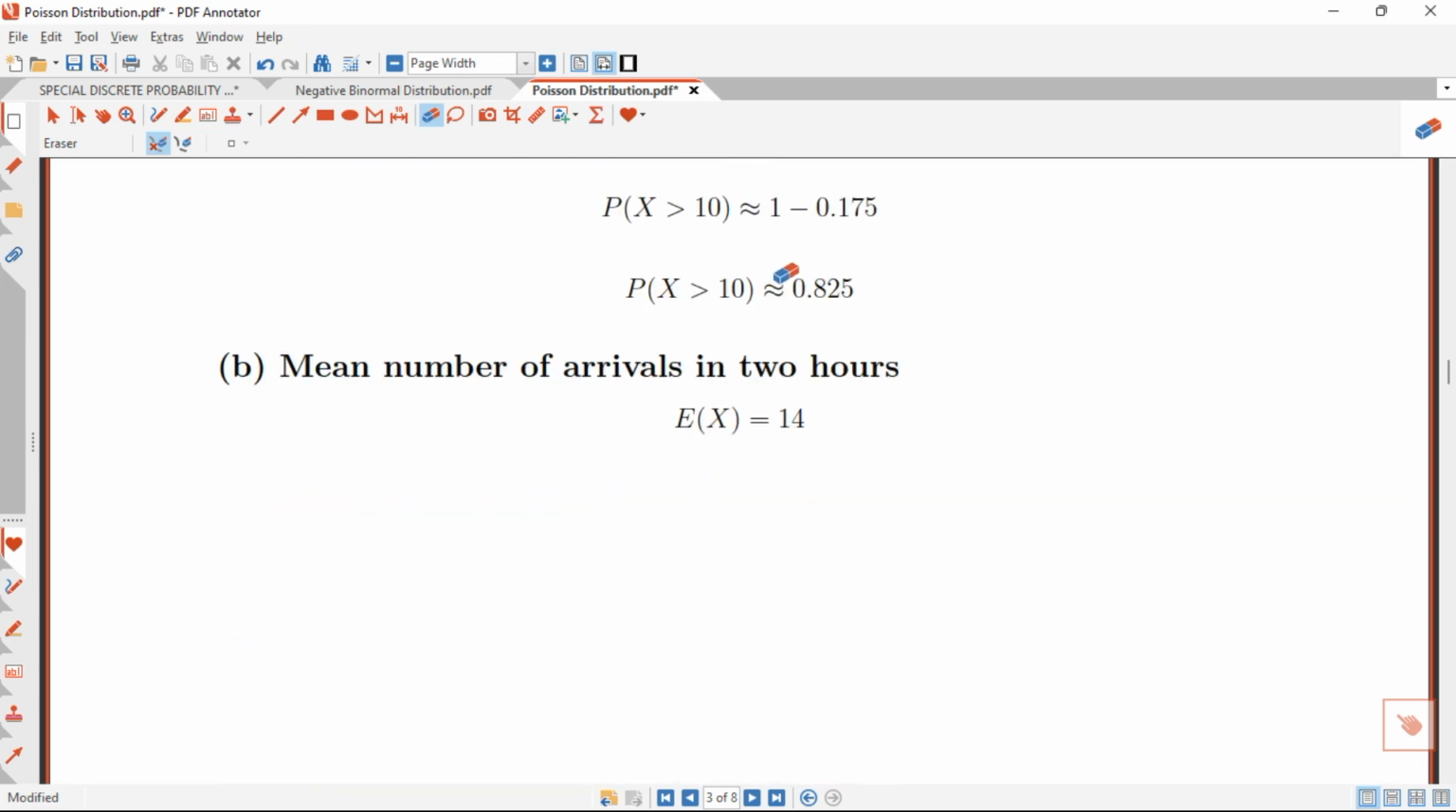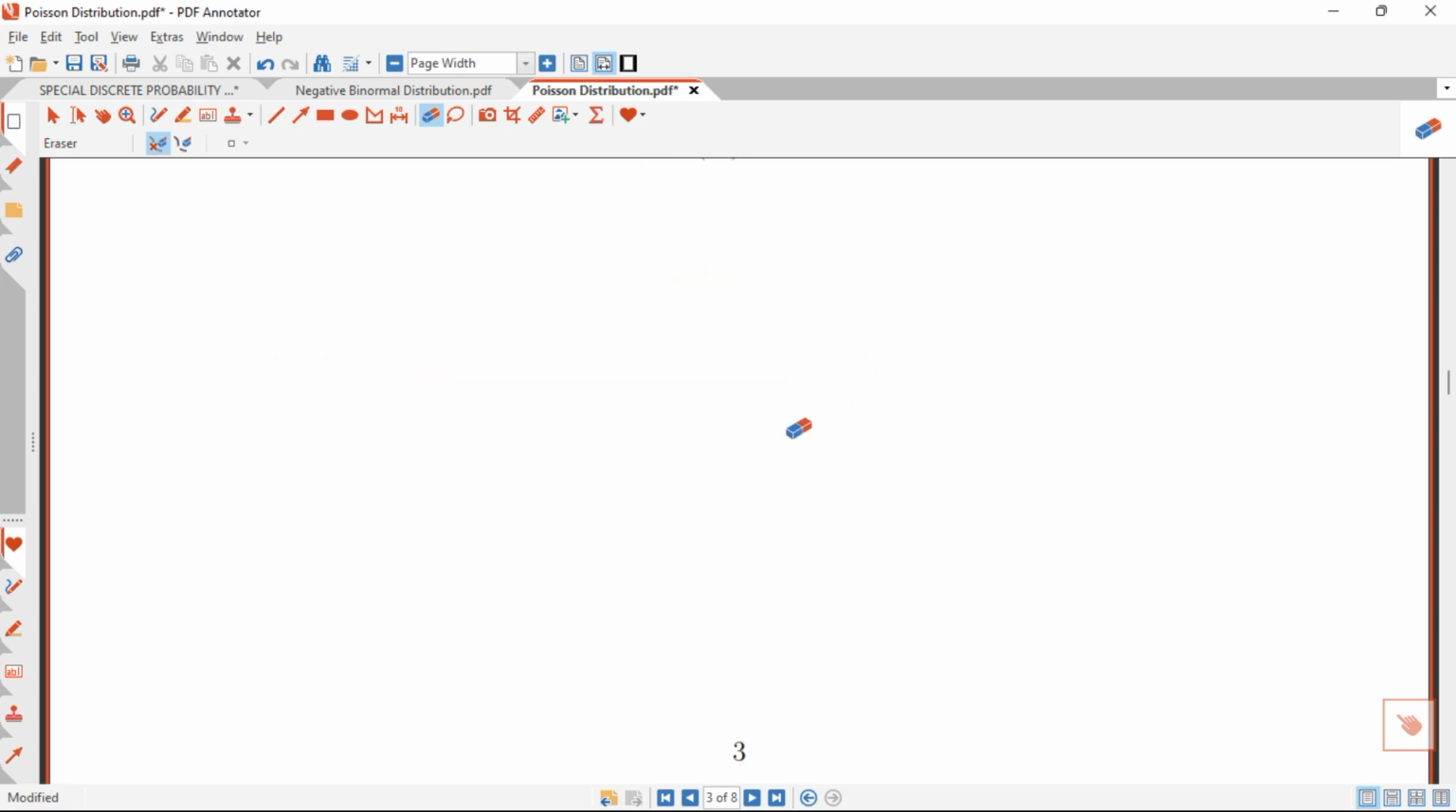And then B asks for the mean number of arrivals in 2 hours. If you want the mean number of arrivals in 2 hours, you just multiply the mean by 2, because that mean of 7 was for 1 hour. So the first one was 1 hour, and we multiply it by 2 to get the mean for 2 hours. This is 14. Yes.